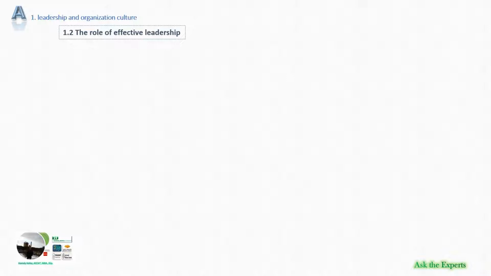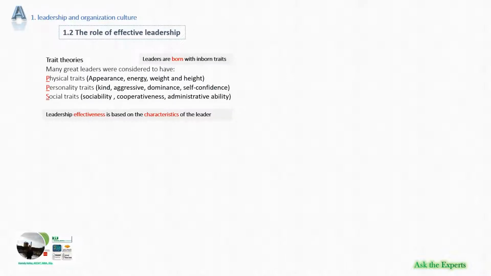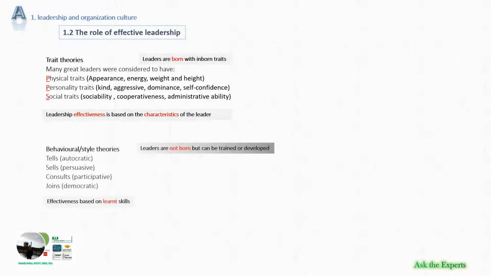Our first theory is the trait theories. Based on this theory, leaders are born with inborn traits, like physical, personality and social traits. So, leadership effectiveness is based on the characteristics of the leader. The second theory is the behavioral or style theories. Here leaders are not born but can be trained or developed. And the leadership effectiveness is based on learnt skills, not characteristics as in trait theory.